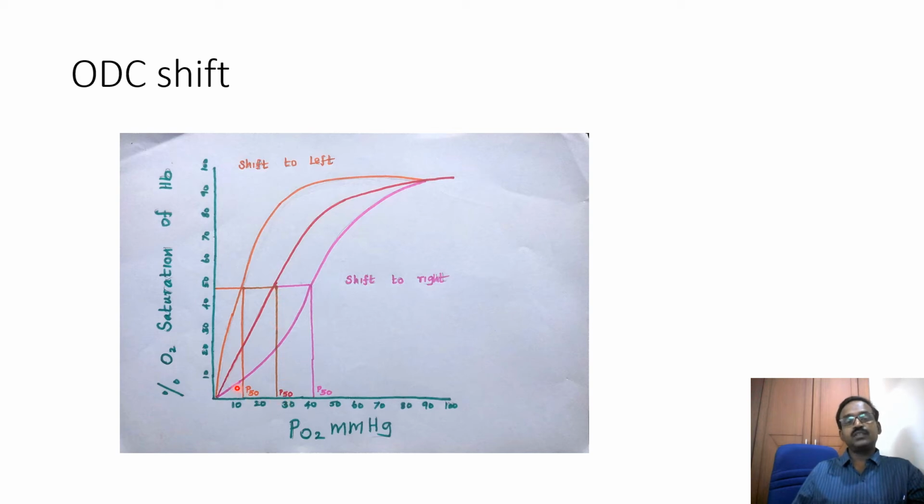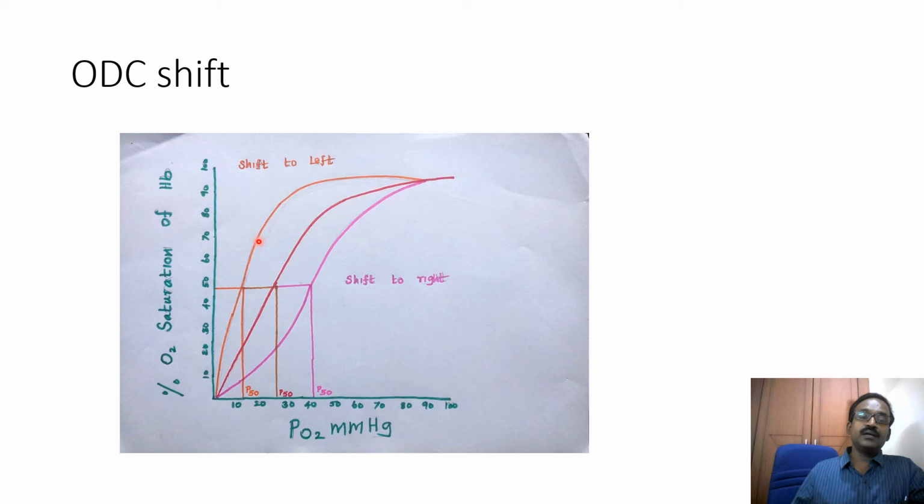When the curve shifts to the right side, it means oxygen is released easily from hemoglobin. It occurs when the 2,3 diphosphoglycerate level increases, when the temperature increases, and when the pH decreases. These favor the release of oxygen from hemoglobin, so they shift the oxygen dissociation curve to the right side, releasing oxygen easily.